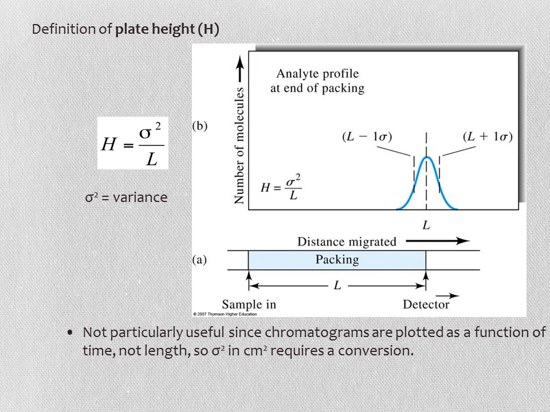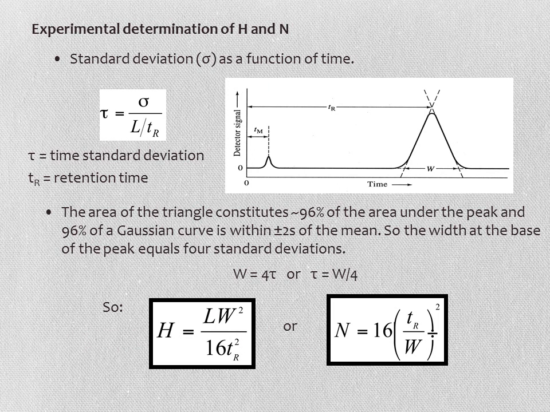This makes a lot of sense in terms of the physical arrangement of a column and with the idea that a plate is a real distance where an equilibrium occurs, but it's really not that useful in terms of chromatography, because the fact is chromatograms are plotted as a function of time, not length. So this whole idea of variance in terms of centimeters squared means we have to do a conversion. But we can do that conversion. Conversions are totally possible in chemistry.